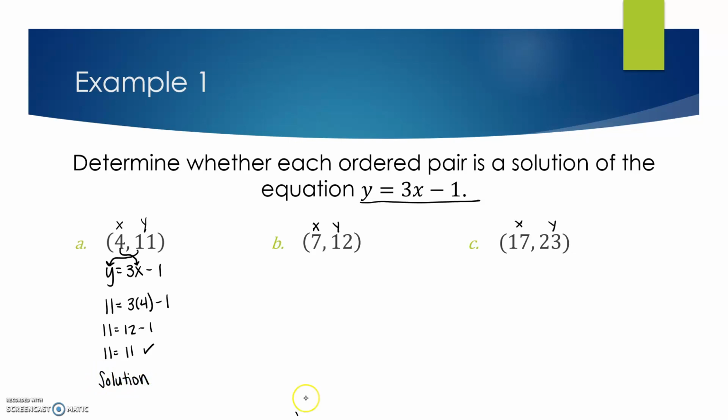Now we have 7 and 12. So I'm going to rewrite my equation. And 7 is going to go in for x, 12 is going to go in for y. 12 equals 3 times 7 minus 1. So I would get 12 equals 21 minus 1, and 12 equals 20. Well, that's not true. 12 and 20 are not the same number. So this is not true, and I would say it is not a solution.